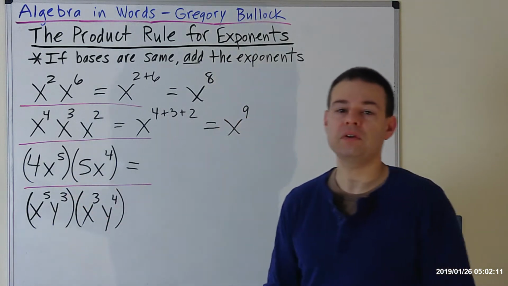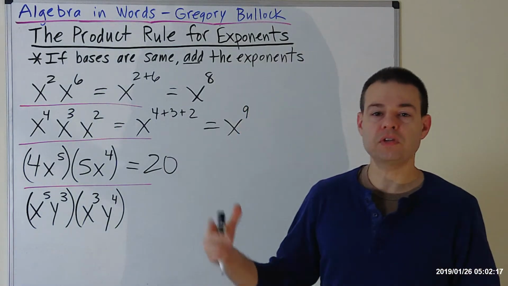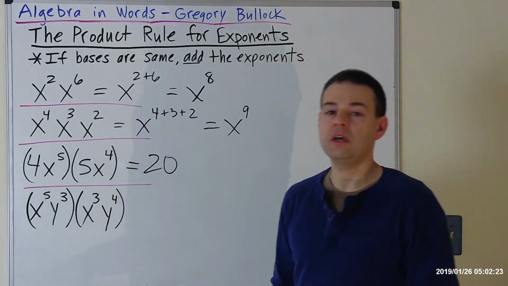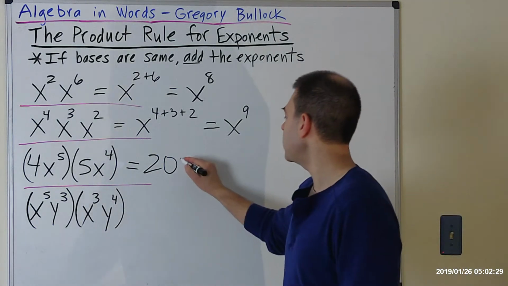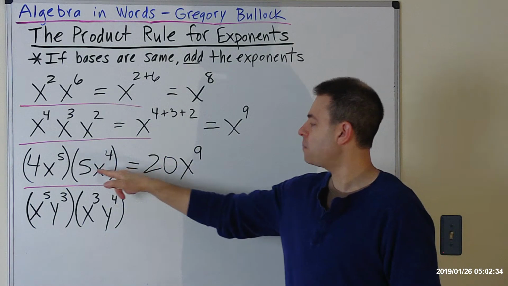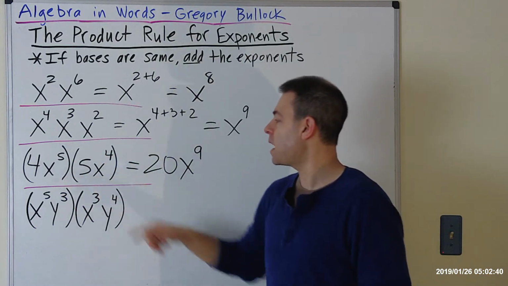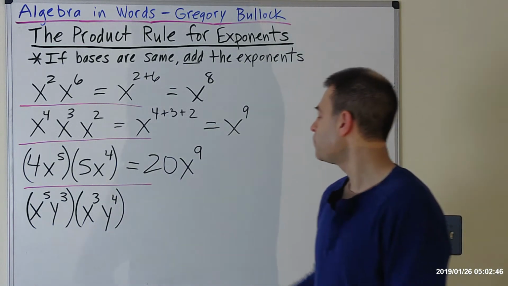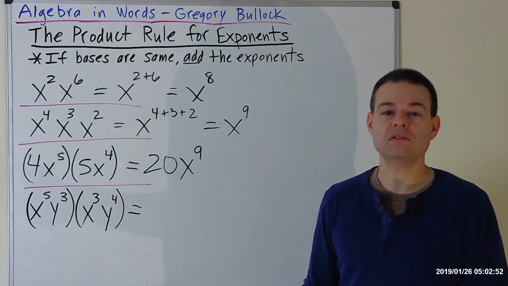And 4 times 5, you're just simply going to multiply them like normal to get 20. Then move to the next variable, which would be the x's. We have x to the fifth times x to the fourth, and I'm not going to write 5 plus 4 this time because I think we know how to do that. So we're just going to write x to the ninth. So in summary, 4x to the fifth times 5x to the fourth. We multiplied the coefficients 4 times 5 to get 20. Then for the variables x, we added the exponents 5 plus 4 to get x to the ninth. 20x to the ninth.